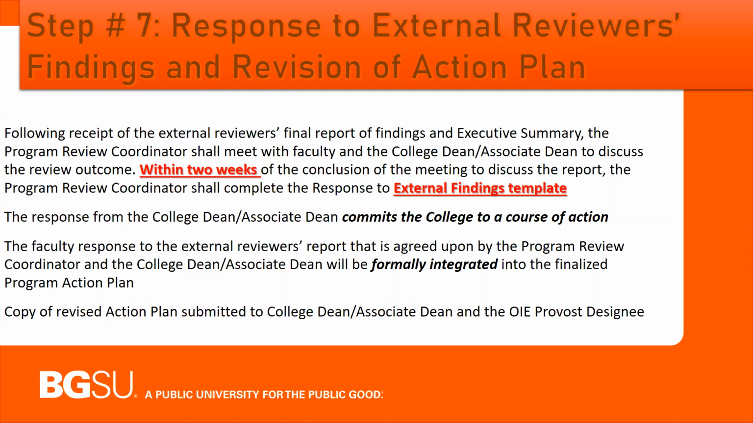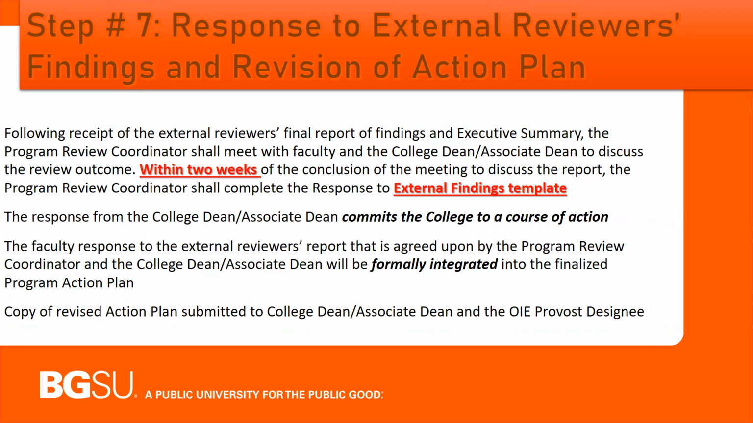Step 7, response to external reviewers' findings and revision of the action plan. Following receipt of the external reviewer's final report of findings and the executive summary, the program review coordinator shall meet with faculty and the college dean and associate dean to discuss the review outcomes. Within 2 weeks of the conclusion of the meeting, the program review coordinator shall complete the response to external findings template, which is to be found in the program review handbook as well.